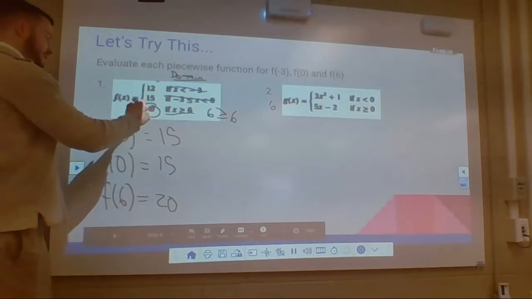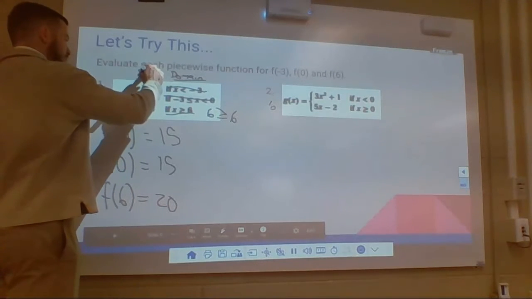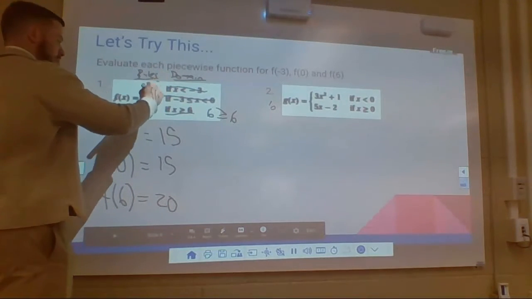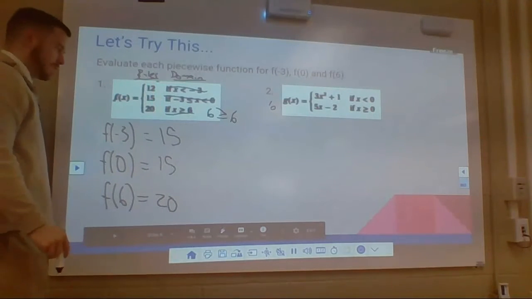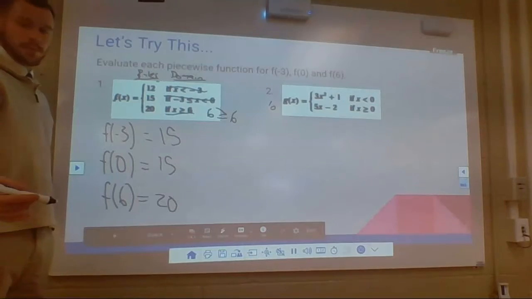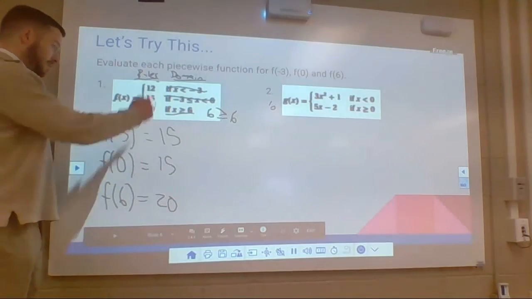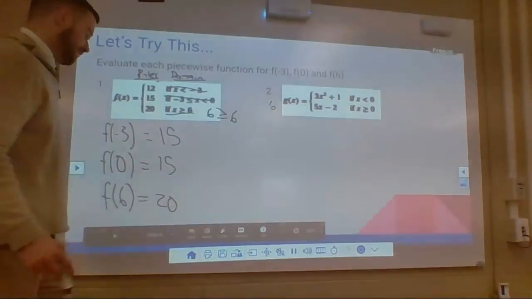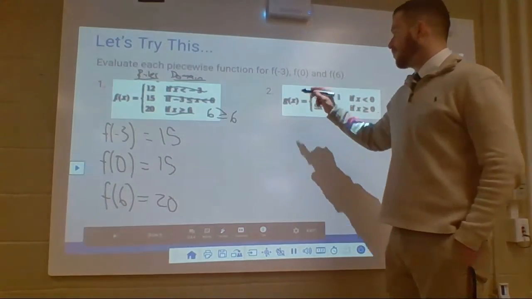Now, check this out. Did we have any variables in these rules? No, we don't see x in any of those rules, do we? So this is going to be a step function like we saw earlier. Remember the movie tickets example? That was a step function. So this is an example of a step function as well. Okay, so let's move forward to number 2.